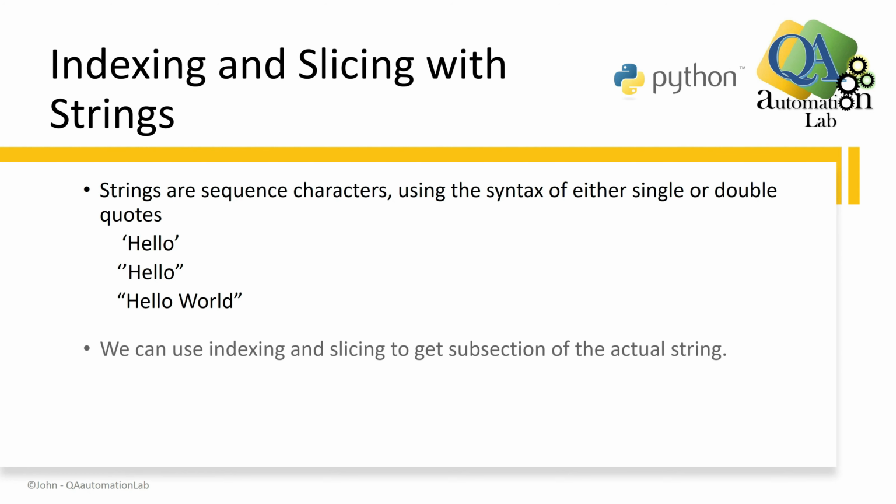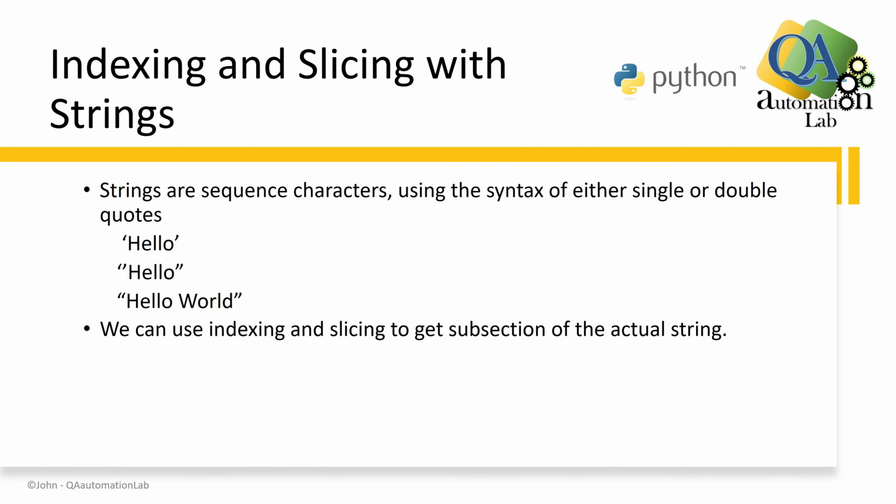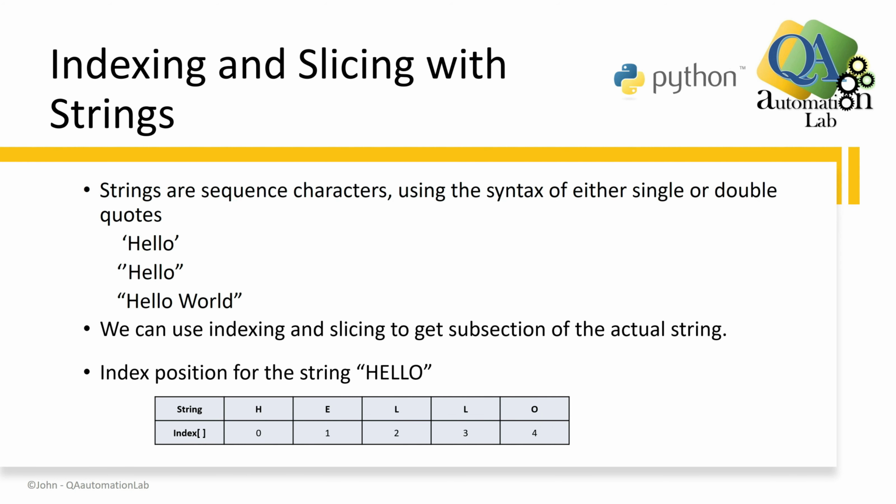Let's switch back to slide. We have seen how we can use indexing and slicing to get subsection of the string. Here I will show you that index position of the string. Here I have given hello is the string. For H, index position is 0. For E, index position is 1. For L, index position is 2. Again for L, index position is 3. For last letter, index position is 4. We can mention also in negative index range, that is like -1, -2. This will be -1, -2, -3, -4, -5.